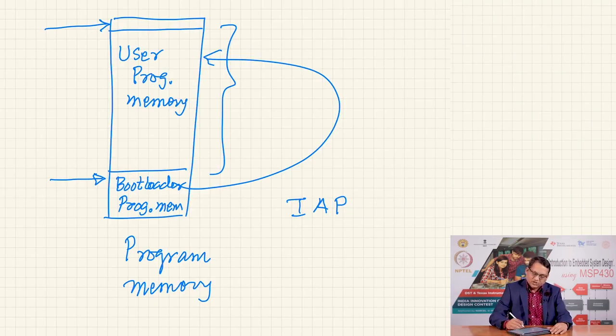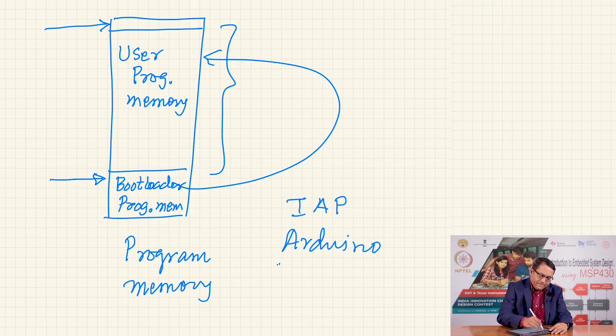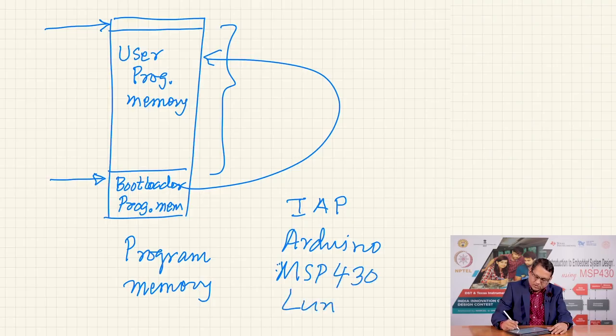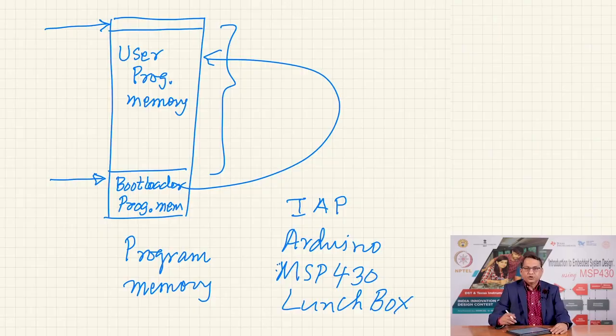This is commonly used in your Arduino platforms, and lo and behold, the MSP430 LaunchPad that you all are going to be working with also uses this bootloader method to download code from your PC into the memory of the microcontroller.